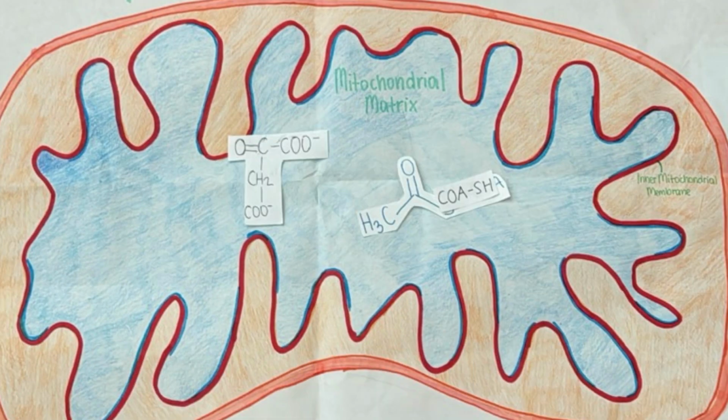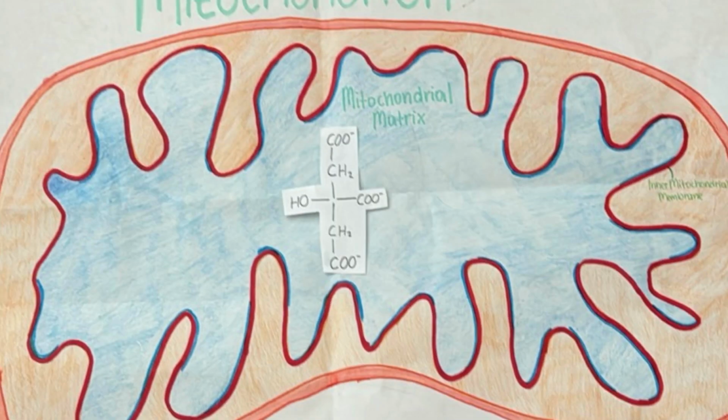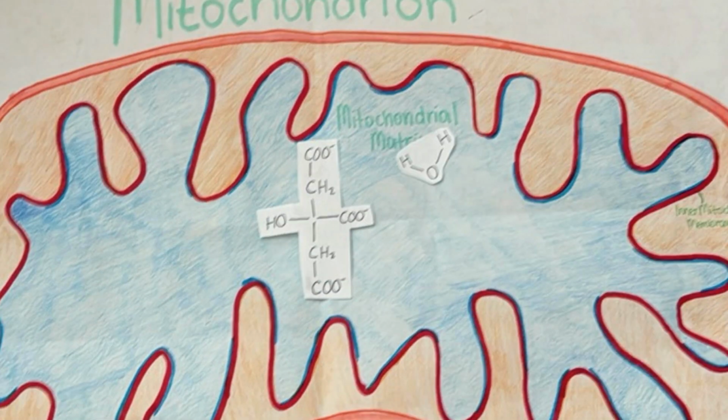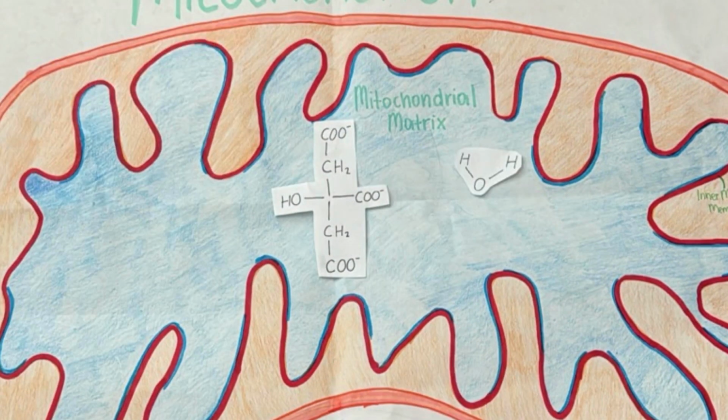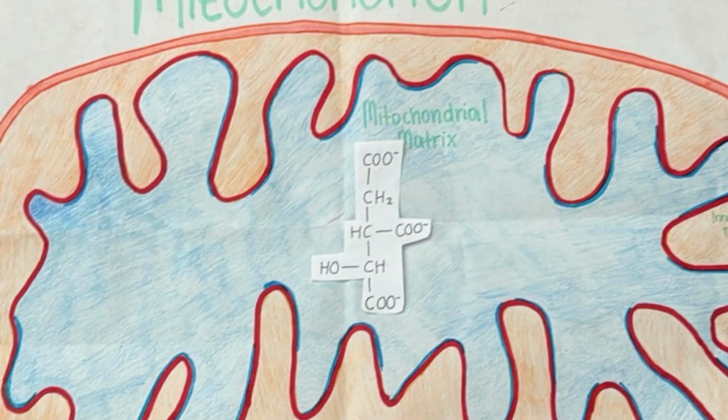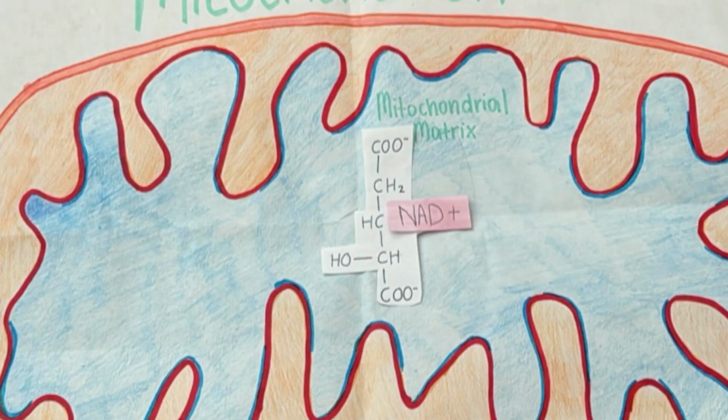Acetyl-CoA is in the mitochondrial matrix. CoA-SH separates and bonds to oxaloacetate and becomes citrate. Water leaves and rebonds to form isocitrate. NAD plus bonds and releases NADH. Carbon dioxide releases to form alpha-ketoglutarate.